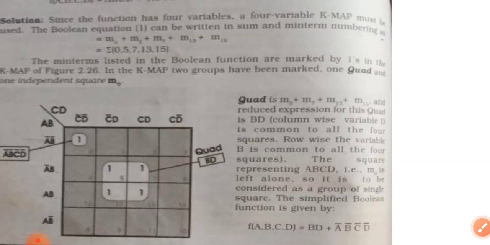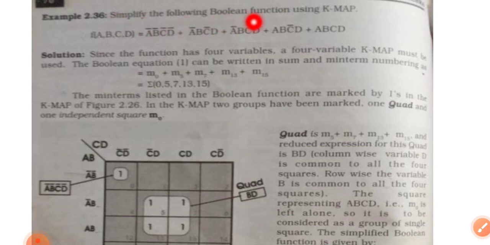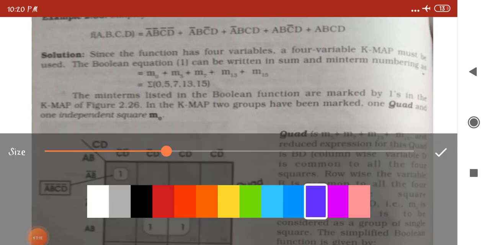Yes, they have given that one. Simplify the following functions using the K-map. Yes, what they have given. Draw the block.